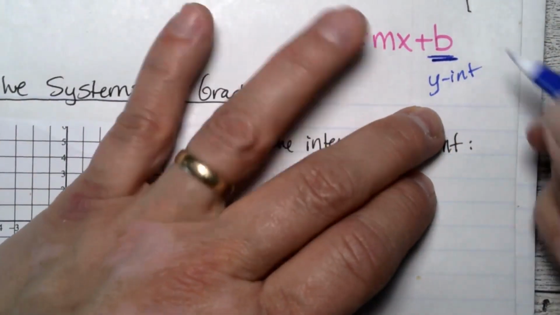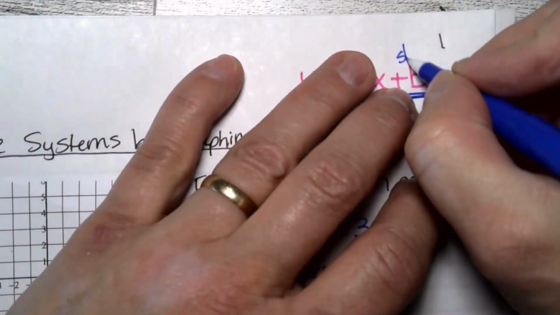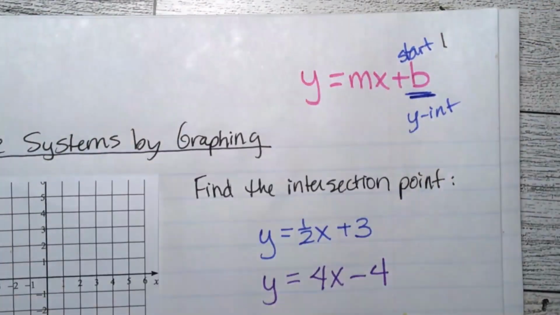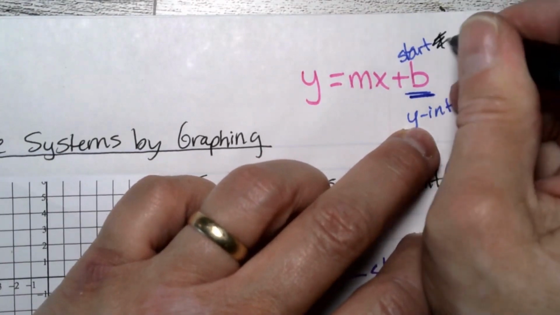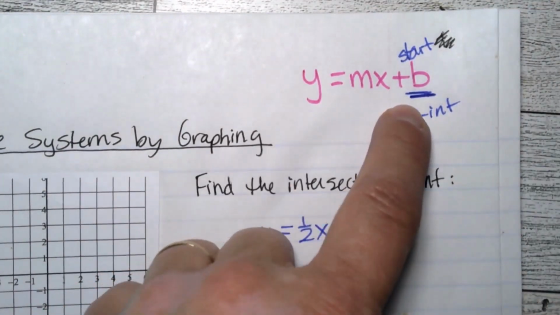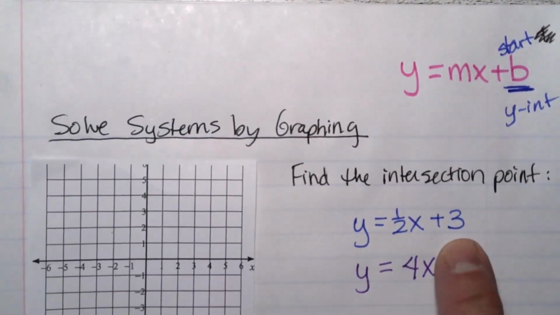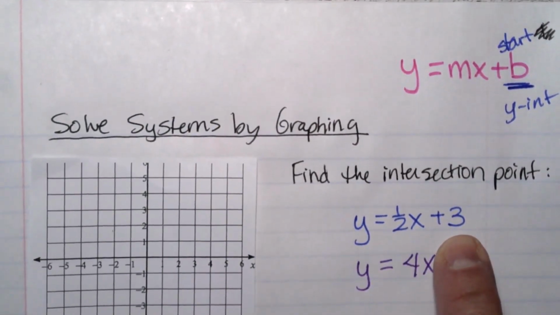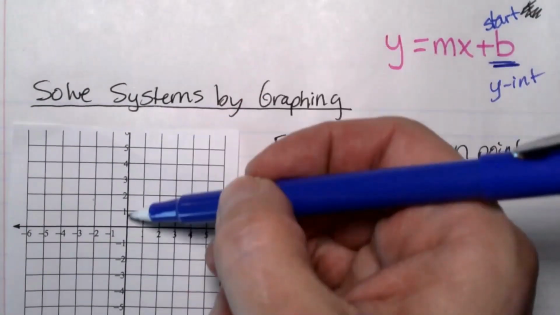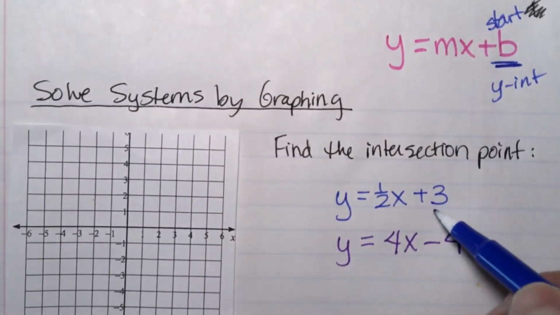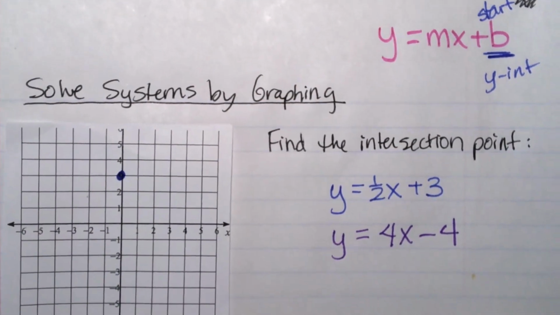I'm going to tell you that from now on, I'm probably just going to call that the start. That's where you start. That's your starting place. We start with whatever number that is. So this first equation, that number is a plus 3. So I go to the middle, the y-axis, you always start in the middle, go up to the plus 3 and put a dot there. That's your starting point.